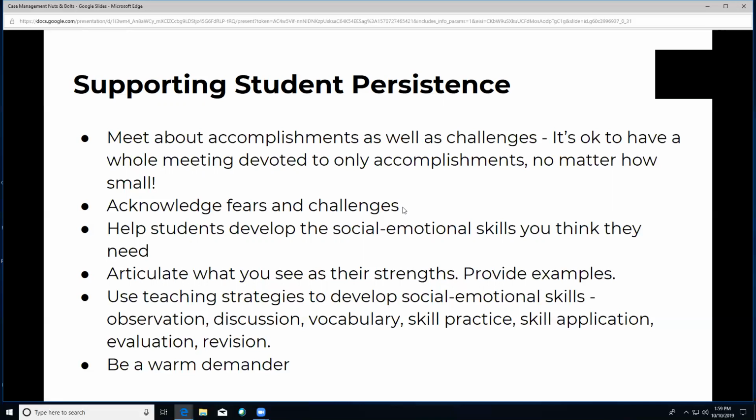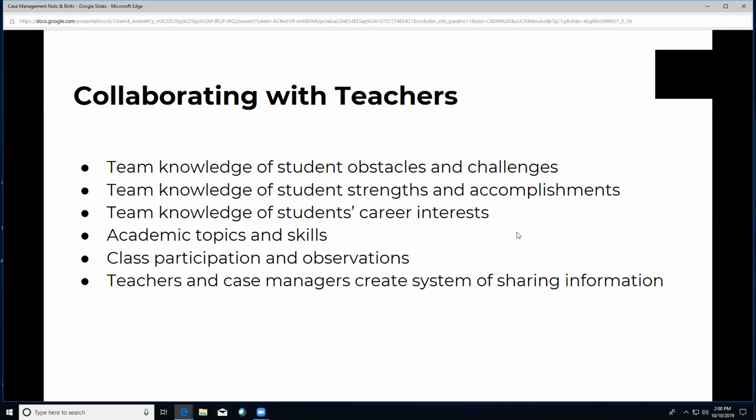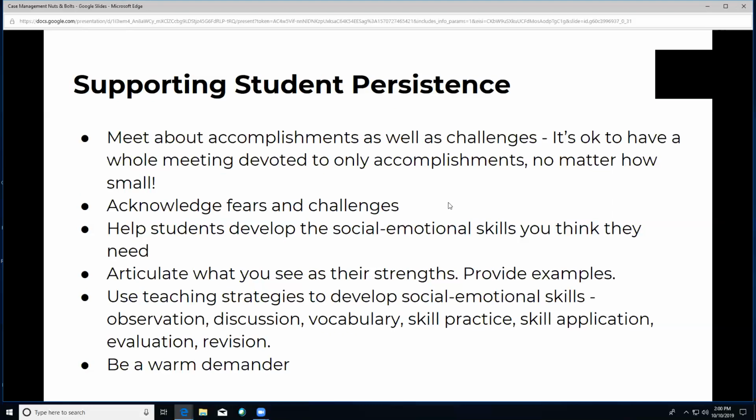You may see that there are certain social emotional skills that you think they need to develop. And you can work with students on those skills, whatever they may be. If it's working with others, if it's staying awake in class, whatever it is that you see, you should feel free to work with students on those things. We already talked about this, but articulate what you see as their strengths, provide examples, be very clear in saying that.